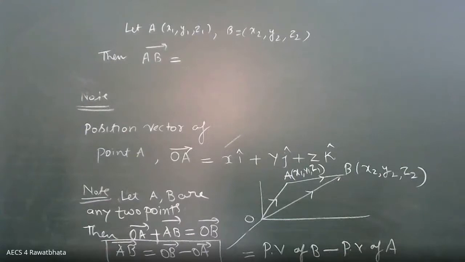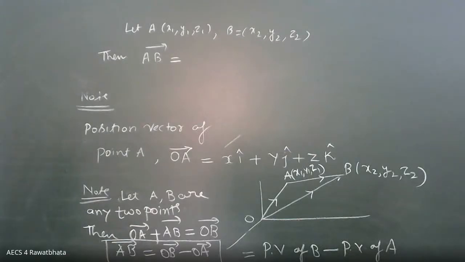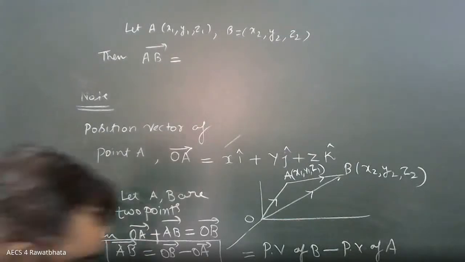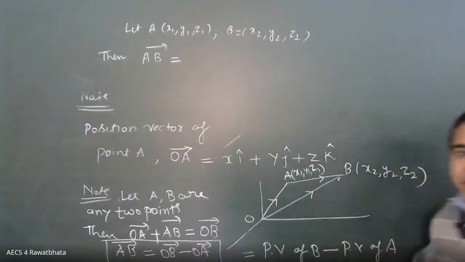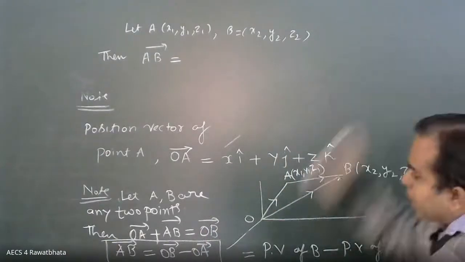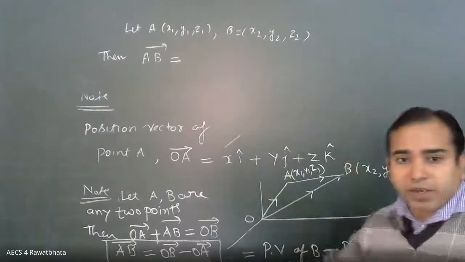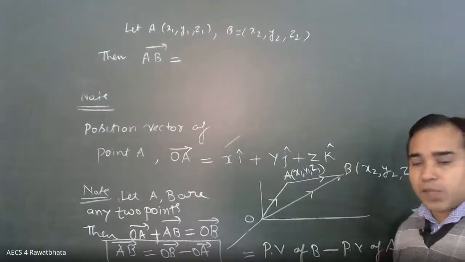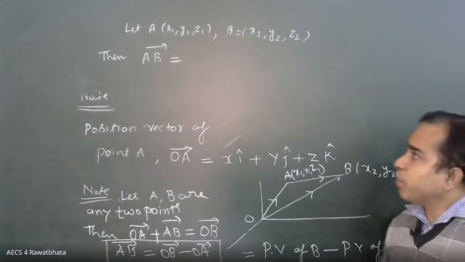Yes, Nutan. X2 i cap plus Y2 j cap minus X i cap Y j cap Z k cap. I'm not getting it. Can you repeat, Nutan? I'm asking, suppose the coordinates of A and B are given, and I have to find the AB vector. This is the formula: AB vector is the position vector of B minus the position vector of A. Position vector of B will be how much?